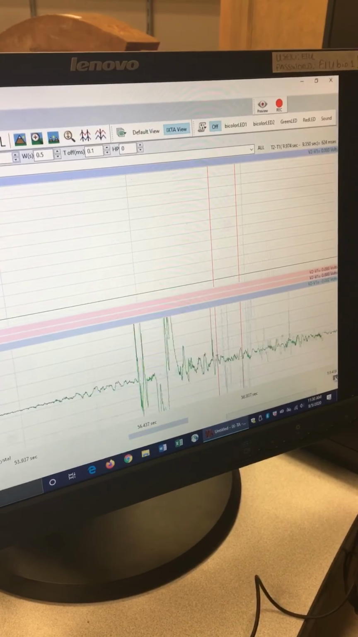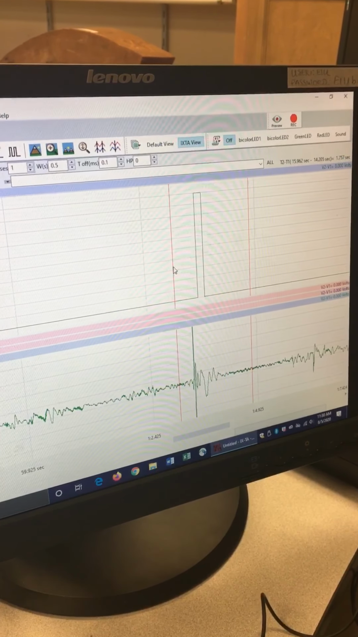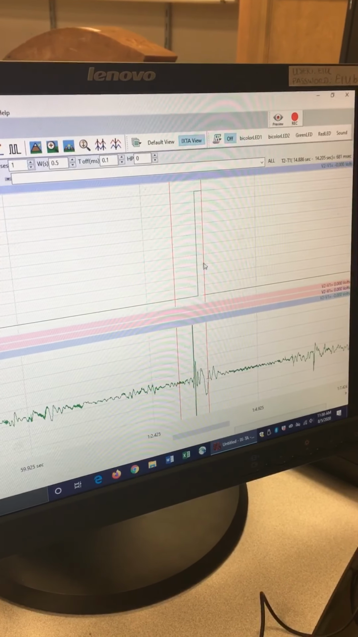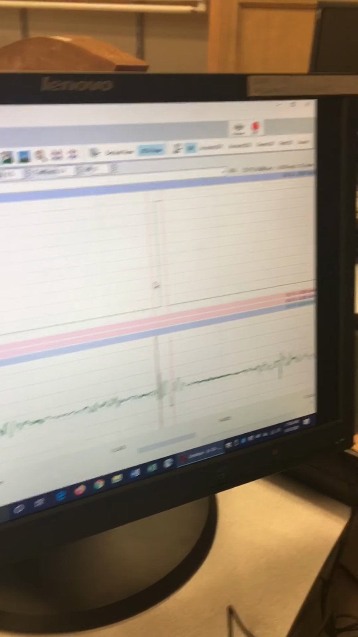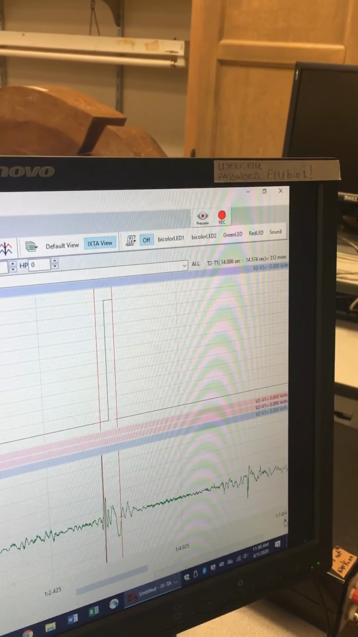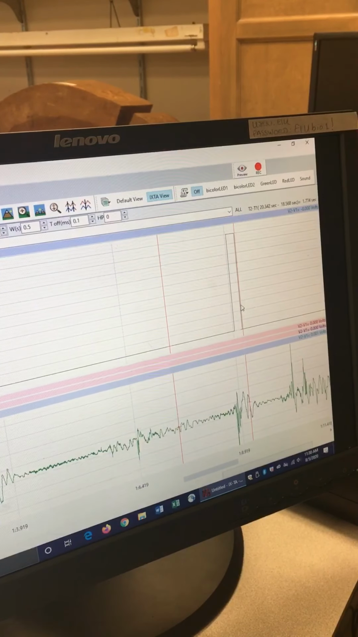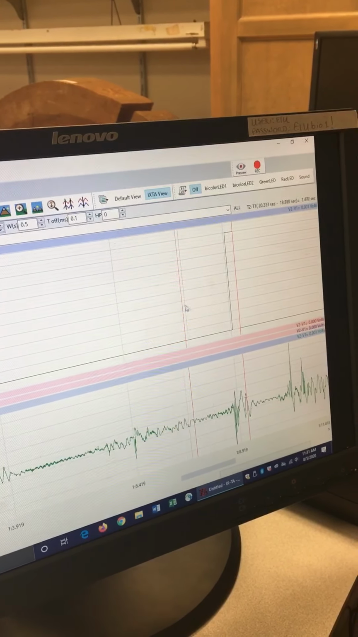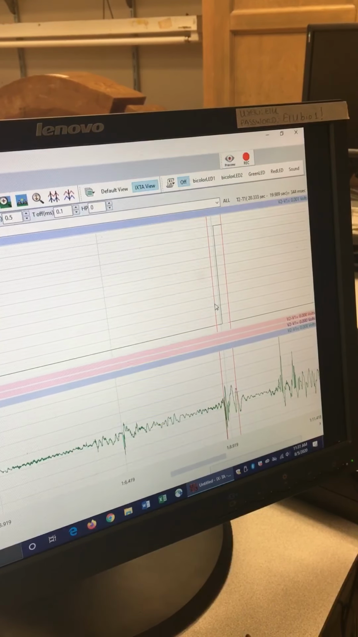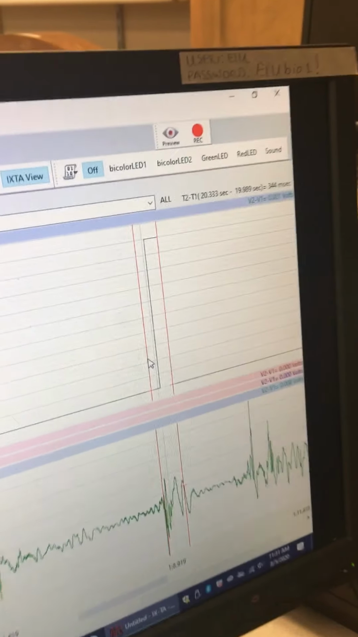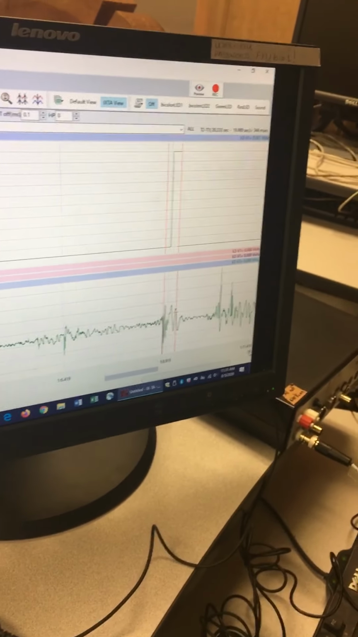Now we got Crystal's results. Okay, so this is her right hand. For Crystal, we got, she's quick, 0.312. And for her left hand, 0.344. So that one did take slower.